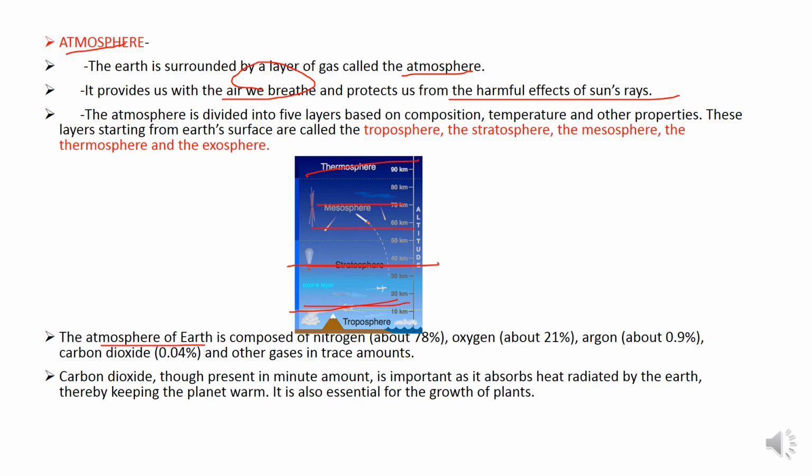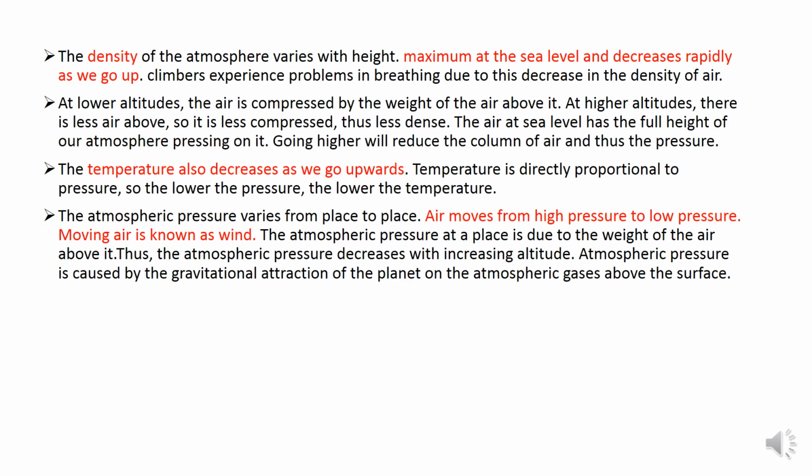The atmosphere of Earth is composed of nitrogen, that is about 78%, oxygen, argon, carbon dioxide, and other gases in trace amounts. Carbon dioxide, though present in minimum amount, is important as it absorbs heat radiated by the Earth, thereby keeping the planet warm. It is also essential for the growth of the plants. The density of the atmosphere varies with height. It is maximum at the sea level and decreases rapidly as we go up. Climbers experience problems in breathing due to this decrease in the density of the air.